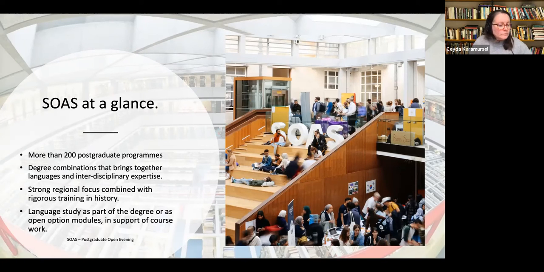Currently, there are more than 100 programs across the school, and even more than that, I think about 200 or so in degree combinations across the school. You can bring these degrees together. They give you the opportunity to study a subject in greater depth, but also combine rigorous training in history and historical methods at the same time.